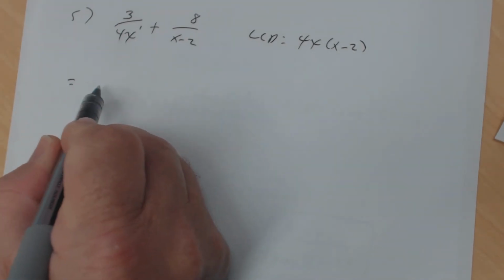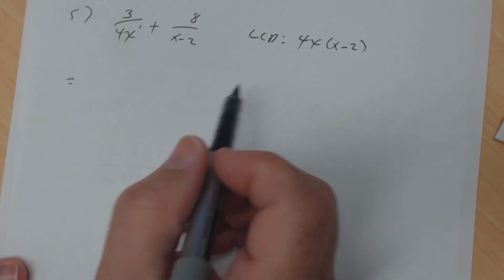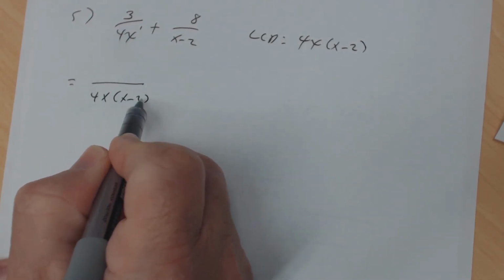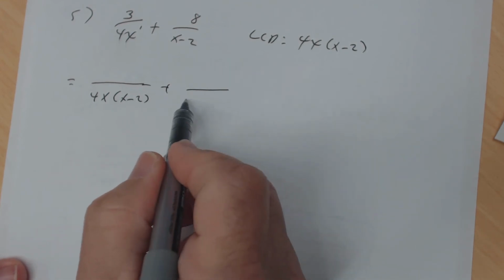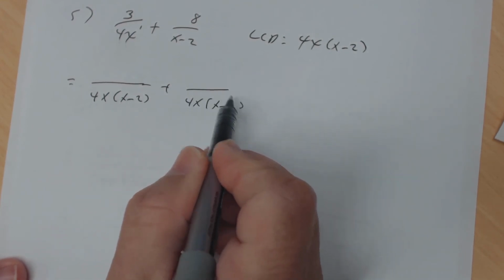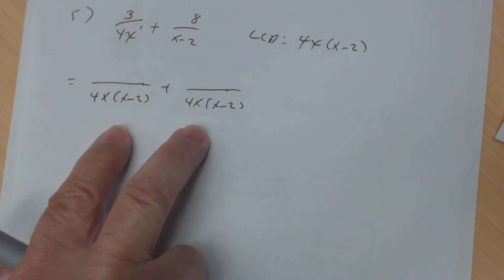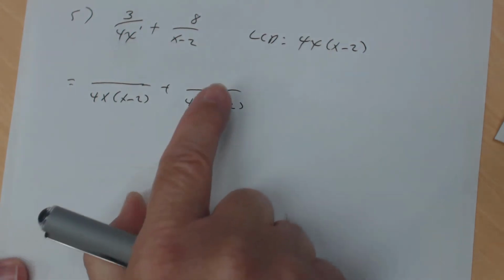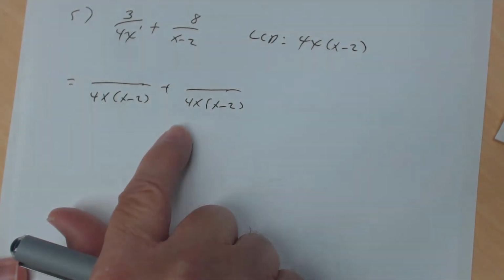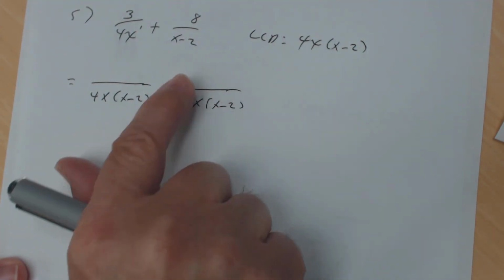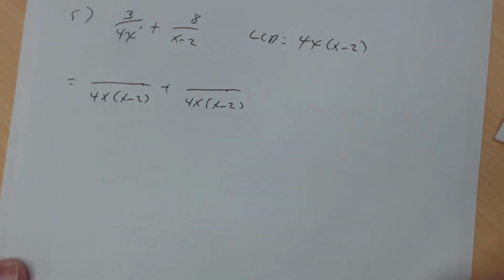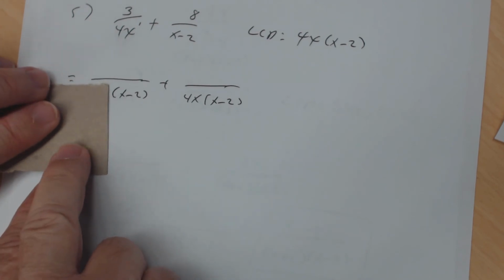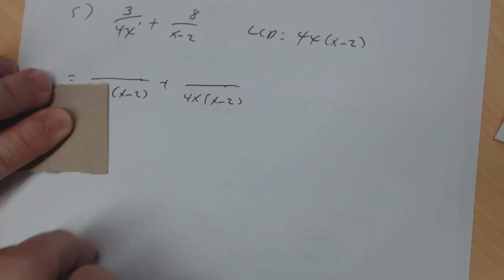Okay, so now the next step, remember, once you find the LCD, the next step is to write equivalent fractions. So I'm going to have 4x times x minus 2 plus, and then this fraction, 4x times x minus 2. So you write two fractions with that denominator. So 3 over 4x is equivalent to what fraction with this denominator? 8 divided by x minus 2 is equivalent to what fraction with this denominator? All right, so let's just think about what you're missing. I have a 4x here, so what's missing is the x minus 2.